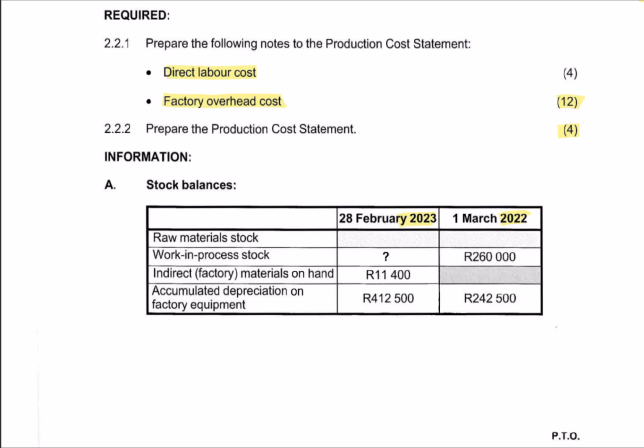Then work in progress, a work in process stock. Right, we're given only opening of 260,000 and nothing for closing. Then indirect materials on hand, that is factory, is specified. At indirect factory materials on hand, you're only given the closing, which is 11,400. Accrued depreciation on factory equipment was given as opening balance and closing balance.